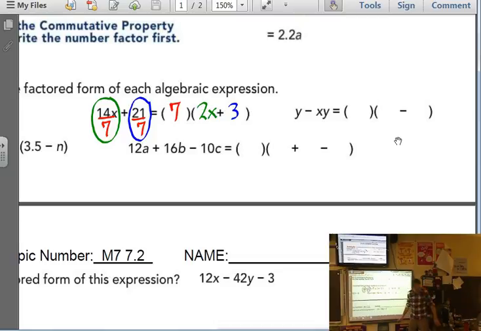On my y minus xy, Anthony. Hey, you're back there today. What is common to both of them? The y value. I was going to be snarky and say because I asked, but then people get confused.